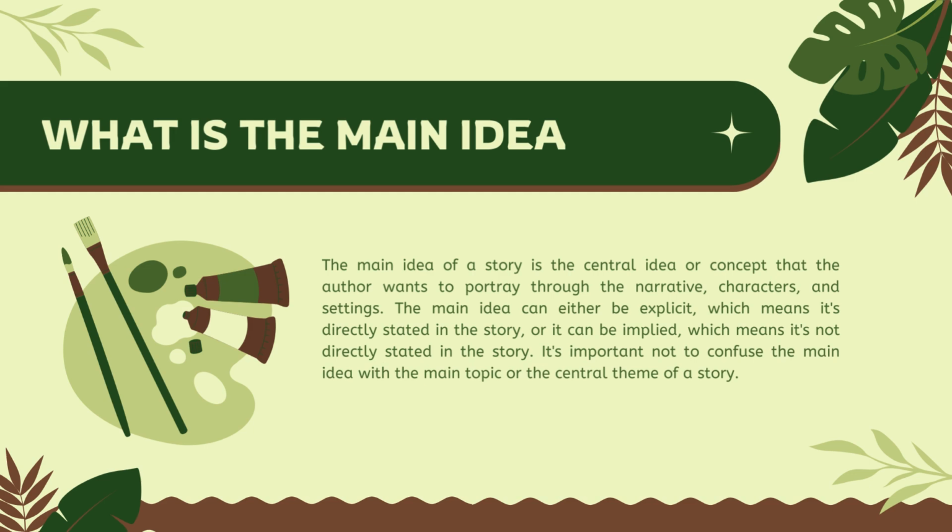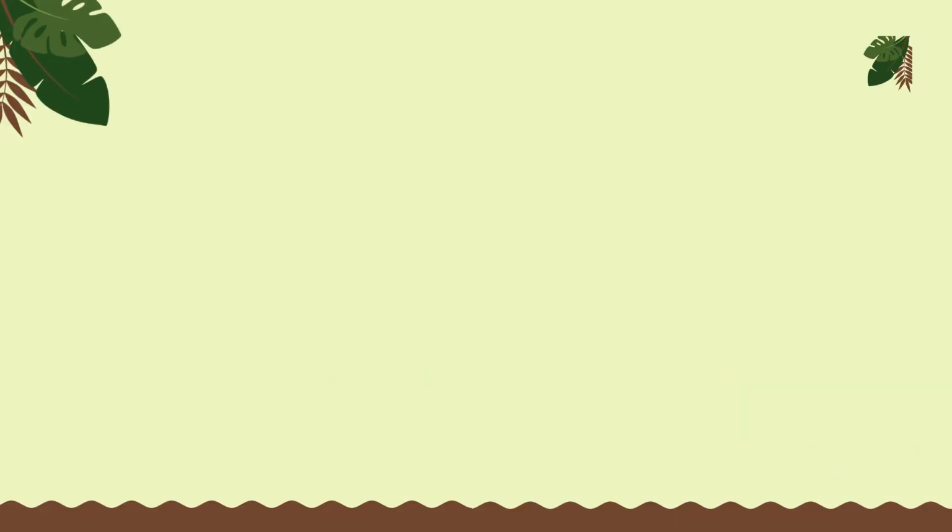First of all, we have to know what is a main idea. The main idea of a story is the central idea or concept that the author wants to portray through the narrative, characters, and settings. The main idea can either be explicit, which means it's directly stated in the story, or it can be implied, which means it's not directly stated in the story. It's important not to confuse the main idea with the main topic or the central theme of the story.